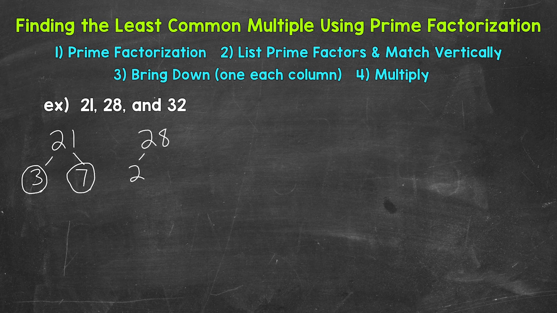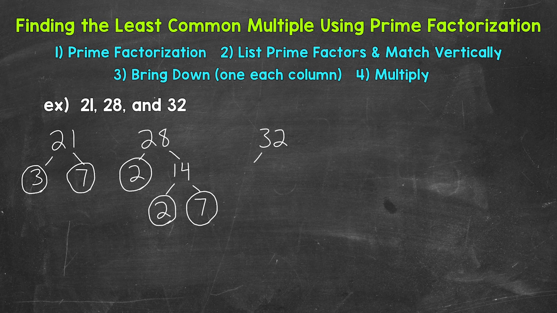2 times 14 equals 28, so 2 and 14 are factors of 28. 2 is prime, so we are done there. 14 we can break down. 2 times 7 equals 14, so 2 and 7 are factors of 14. 2 is prime, so we are done there. 7 is prime as well, so we are done there. And that's the prime factorization of 28. We can't break that down any further. Lastly, we have the prime factorization of 32.